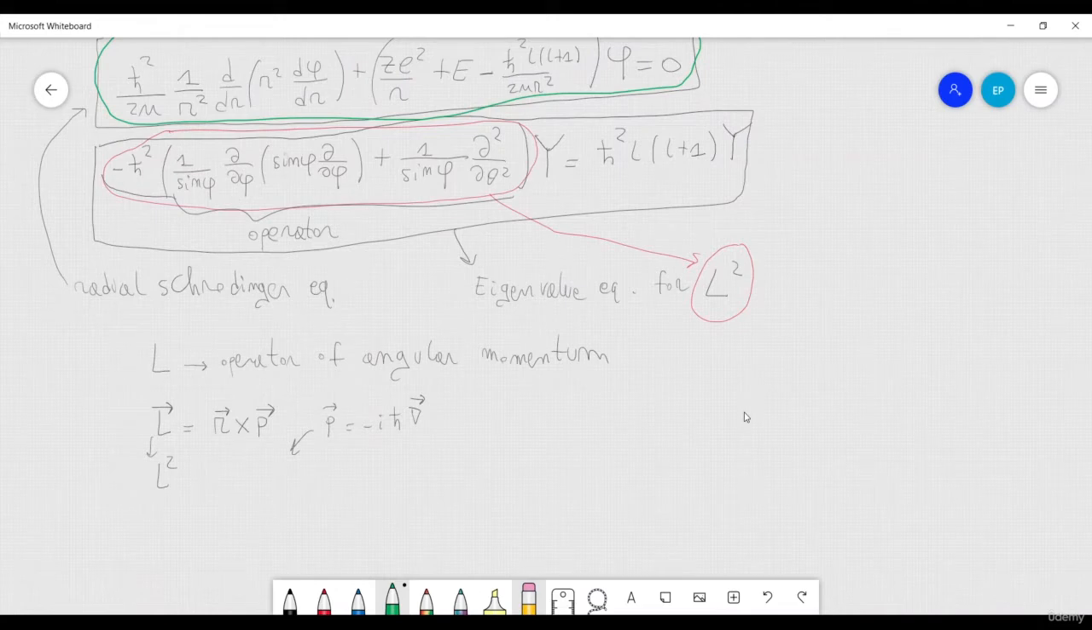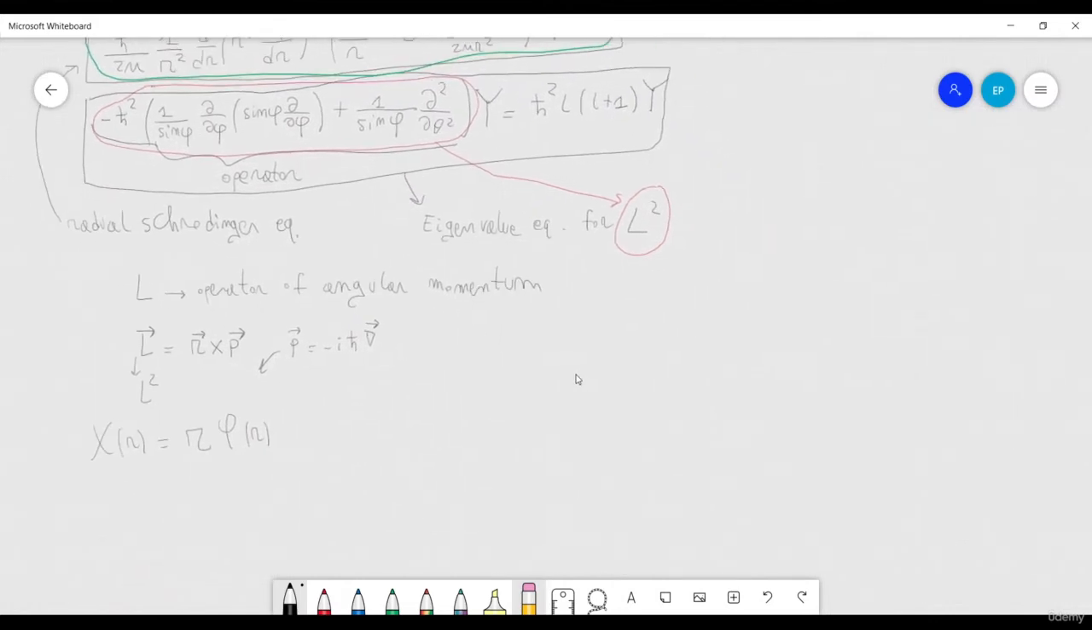And in order to try to find a solution of the equation, I will have to define another function chi of r, which I will define like this. It is just r times phi of r. So it will be convenient to try to find a solution in this form. Chi of r equal to r times phi of r, or if you want phi of r is equal to chi of r divided by r, and I have to substitute this expression there in the radial Schrodinger equation.